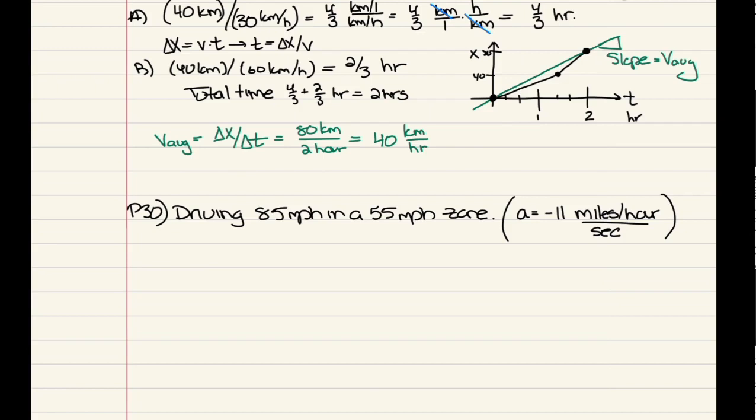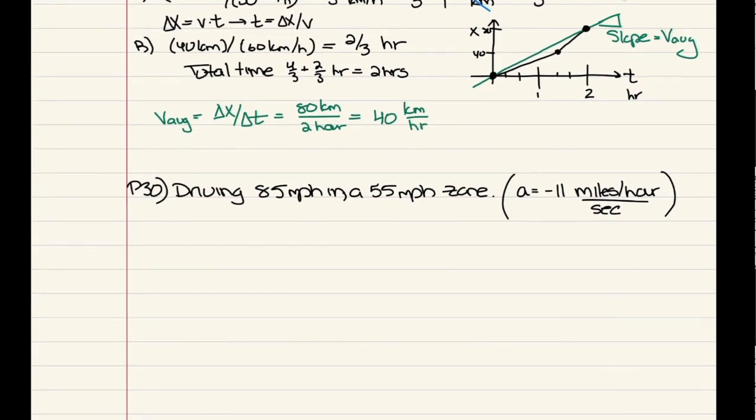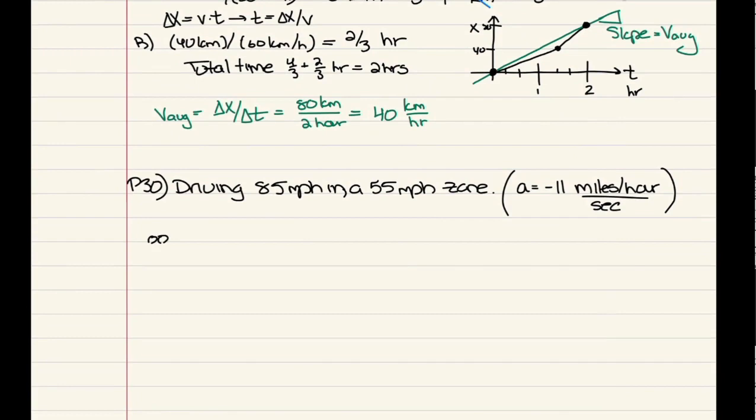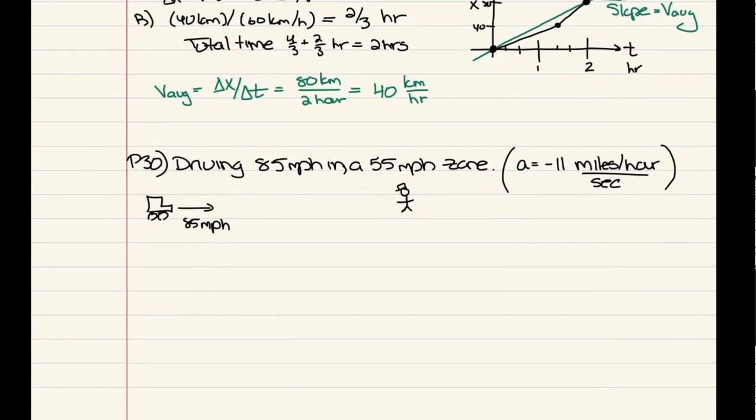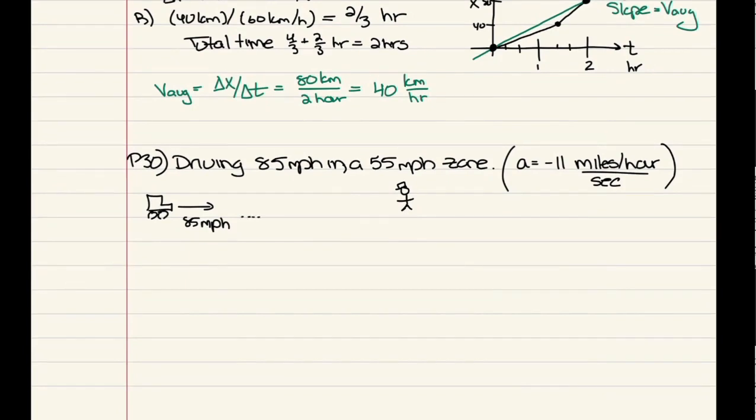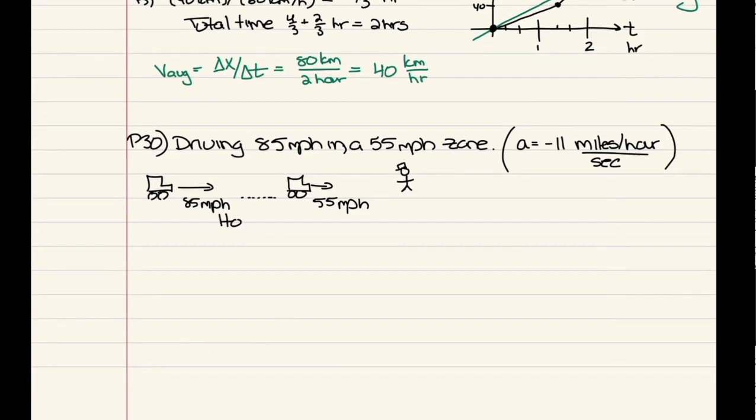So here's an example where we can use our kinematics equations and where we can write this out a little bit more explicitly. So I always like to start by drawing a picture. Here's the car. It's initially going at 85 miles per hour. The police officer notices you and you try to slow down, ending going 55 miles per hour. And the question is, how long to do this.